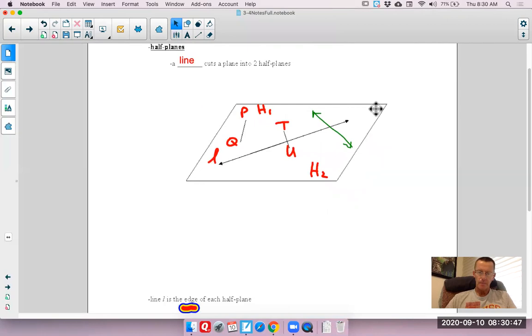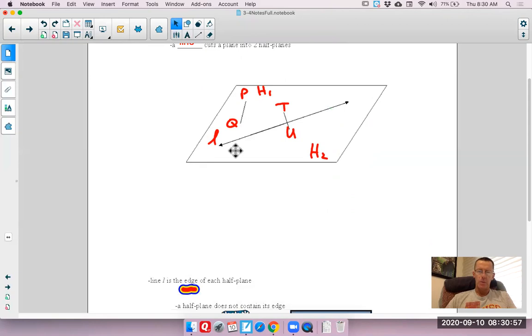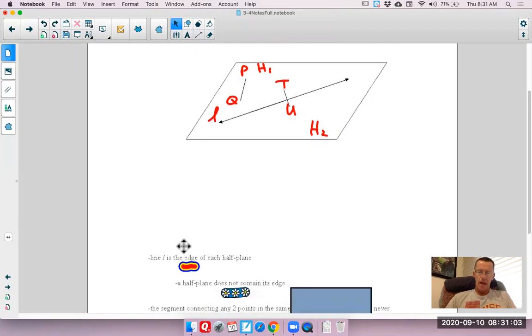Here we have line L. Let me go ahead and get rid of that real quick. Line L is what we call the edge of each half plane, and a half plane does not contain its edge. So if I ask you, is line L in half plane 1? The answer would be no. If I said, is line L in half plane 2? The answer would be still no.